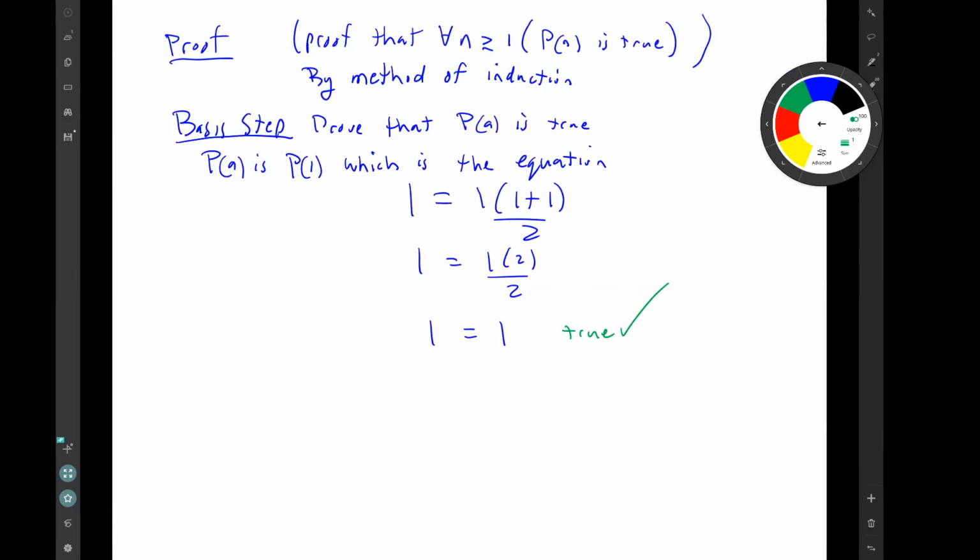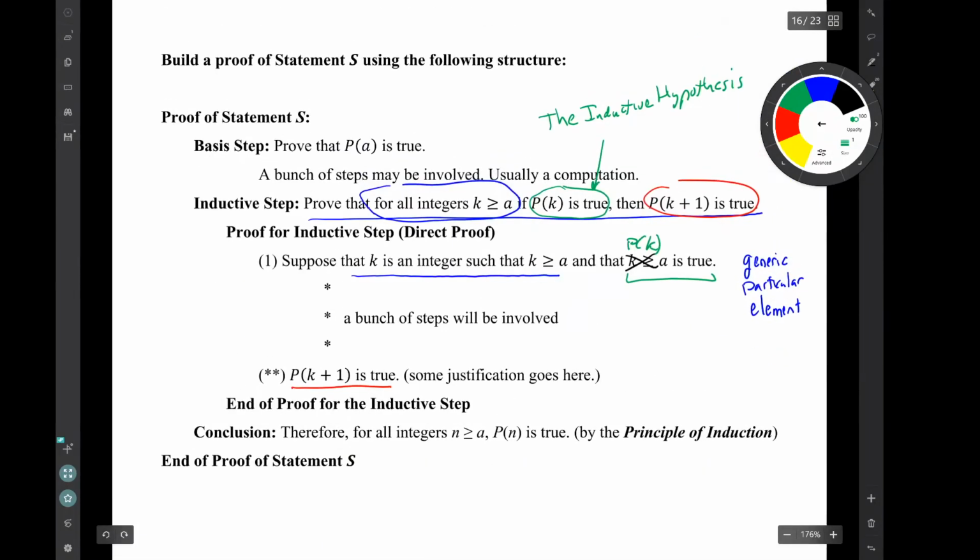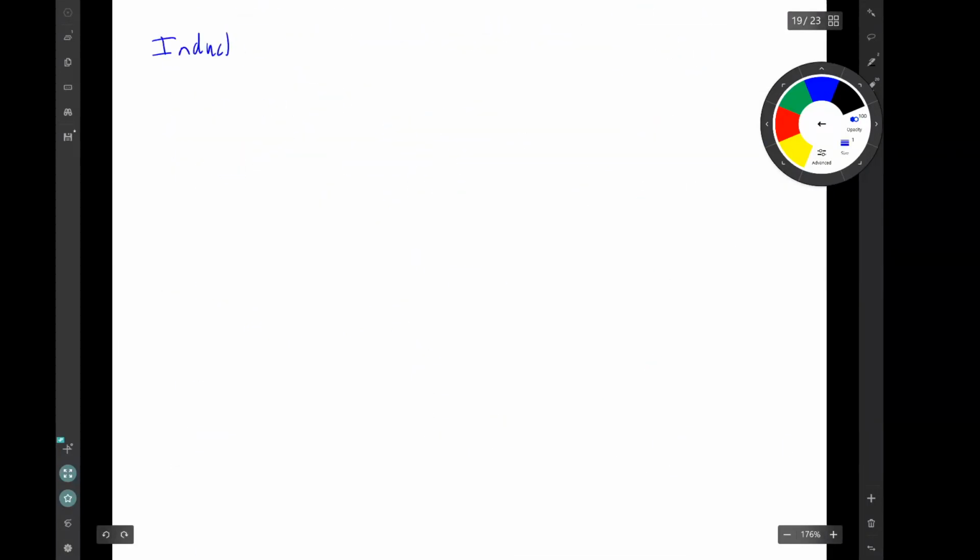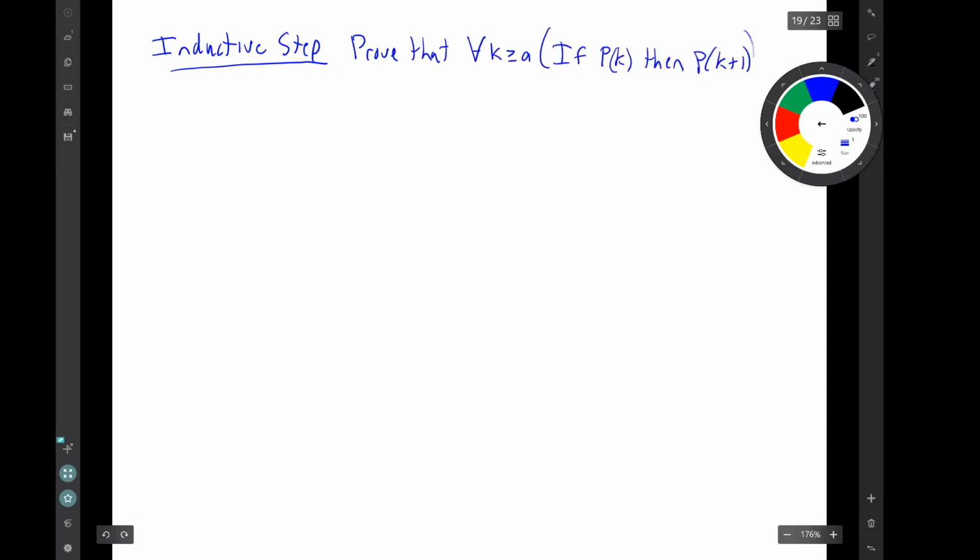Now what's next? Well, we have to do the inductive step. We have to do this whole thing. So we have to set up a proof of this using this direct proof form. So in the inductive step, we're proving this universal conditional statement. So we set that up with a direct proof.